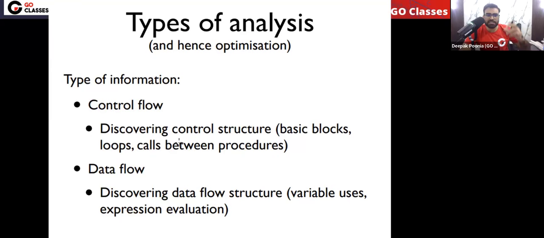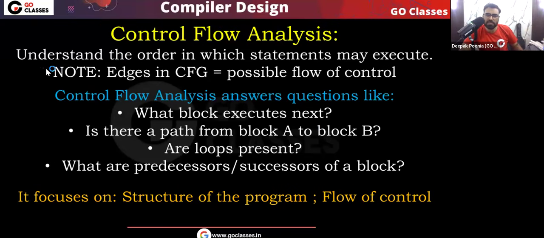Or I can say, is there any loop in your graph? Is there any loop? Okay. So remember, is there any basic block which is unreachable from the entry point? Is there any basic block which is unreachable? So remember, all these are basically control flow analysis. I hope you understood.